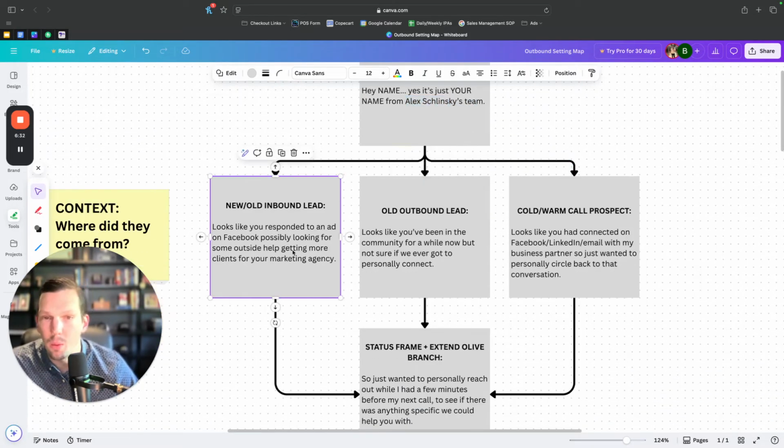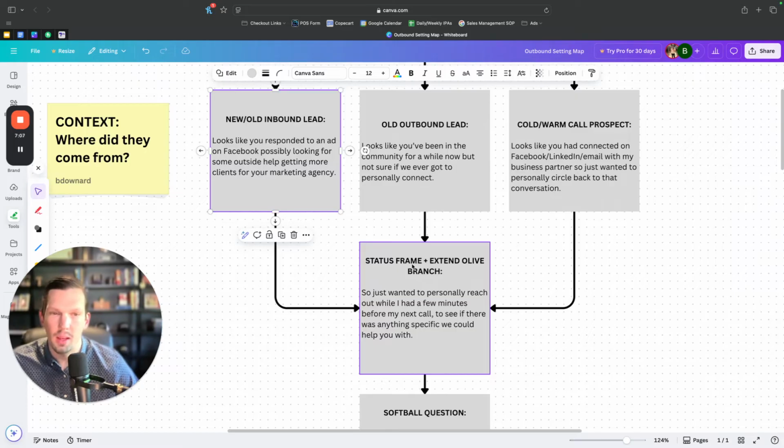Now, the one that I went with, because this is mostly the leads that we are calling, are people who are new inbound leads from paid ads, right? So this is the frame we're going to use. But if they're an older outbound lead or they've just been on your list for a long time, you could use a frame like, hey, looks like you've been in our community for a while now, but not sure if we ever got to personally connect. Or if you're doing more of a cold, warm call scenario, it might be like, hey, looks like you had connected with my business partner on LinkedIn the other day, and I just wanted to personally circle back to that conversation. So just the context of where did they actually come from.